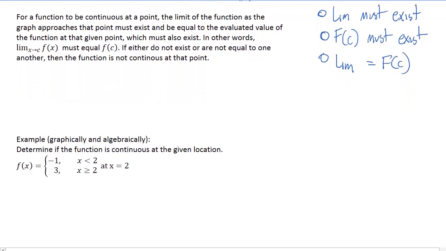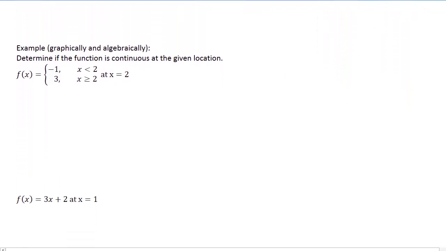So let's move on to an example. Here we have a piecewise function, and it just says determine if the function is continuous at the given location. So I'm going to start by drawing a graph. You don't actually have to draw a graph if you don't want to, but I'm going to do it both algebraically and graphically for this example at least.